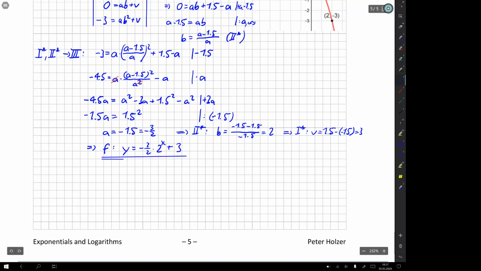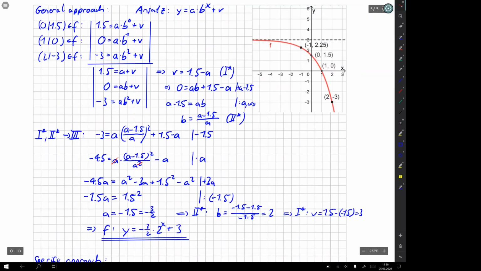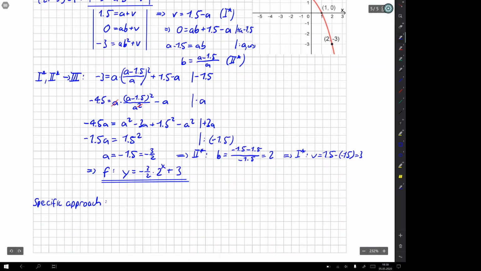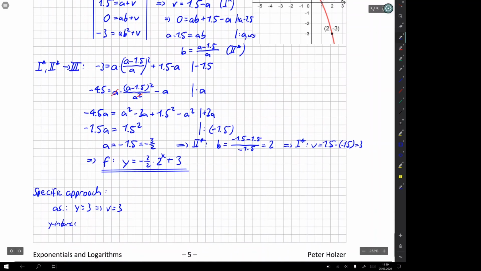Now let's look at the specific approach. We can read off the equation of the horizontal asymptote. It's y equals 3, so we know v is 3. Then we look at the y-intercept, which is just (0, 1.5). And again, we know that 1.5 is a times b to the power of 0, so times 1, so nothing, plus v. v is 3, so we find a is minus 1.5.